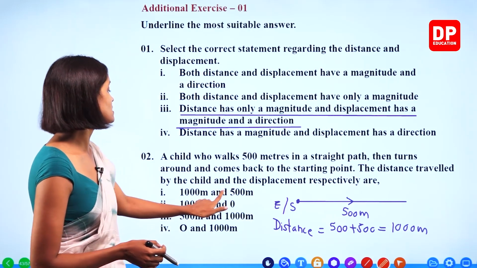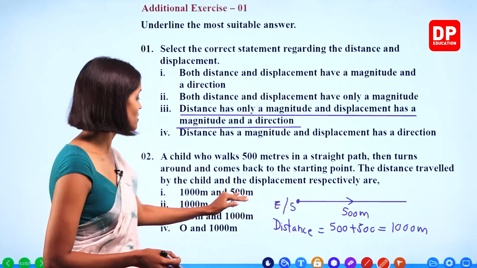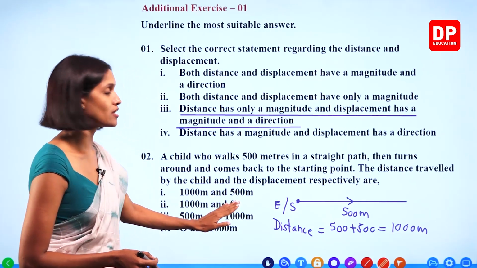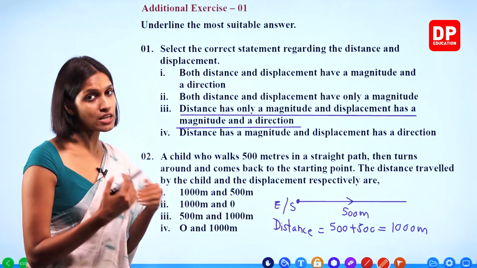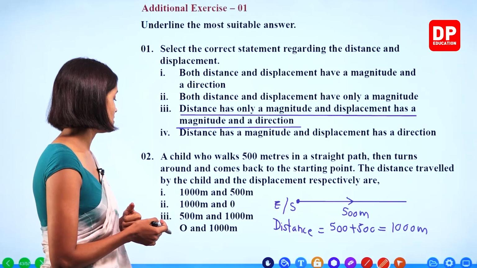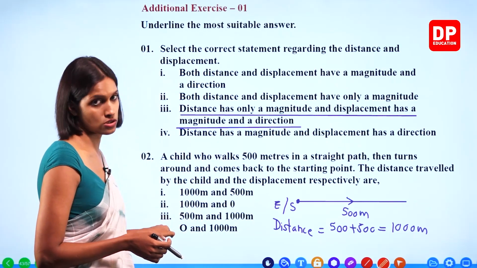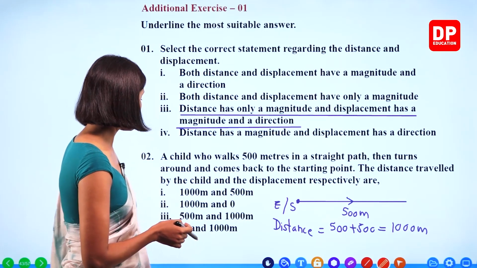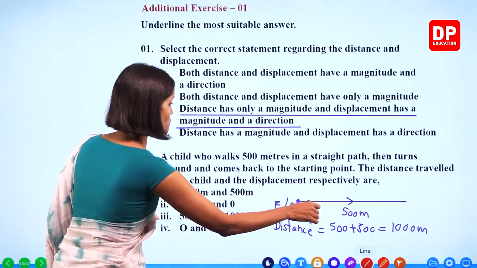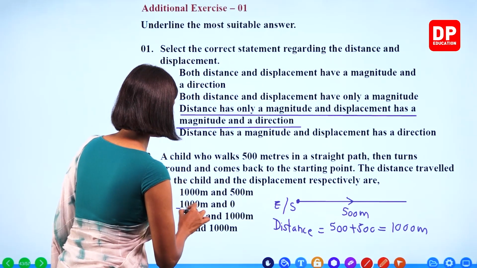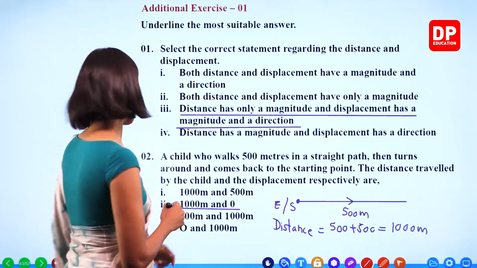Second one, 1000 meters and 0. Distance 1000, displacement 0. That is correct, but we'll go through them. 500 and 1000. No, 500 cannot be the answer. 0 and 1000. Again, the values are correct, but not in order. According to this one, distance traveled should come first. It can't be 0, no? So 1000 and 0 is the answer. Distance is 1000 meters. Displacement is 0. Right, children? We'll move on to the next.